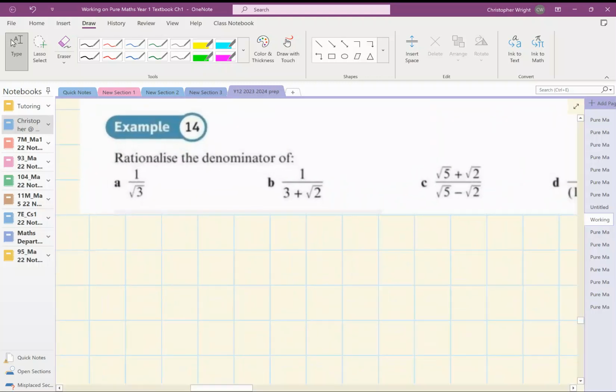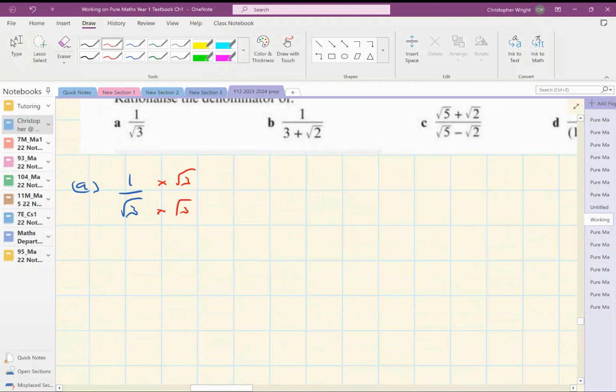Okay, example 14, rationalising the denominators. I start with 1 over root 3, so I'm going to multiply top and bottom by root 3, because that will rationalise the denominator. 1 times root 3 on the top is root 3, and root 3 times root 3 is 3. There we go.